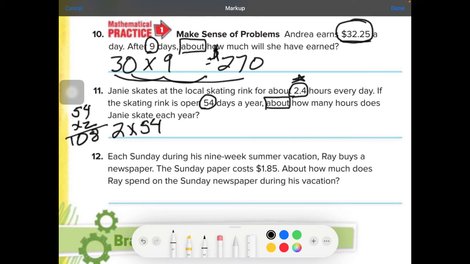2 times 4 is 8. 2 times 5 is 10. So she's going to be able to skate about 108. And what were we measuring? We're measuring hours.